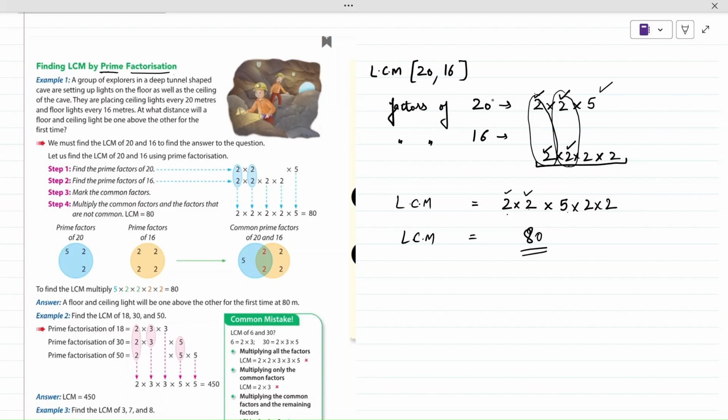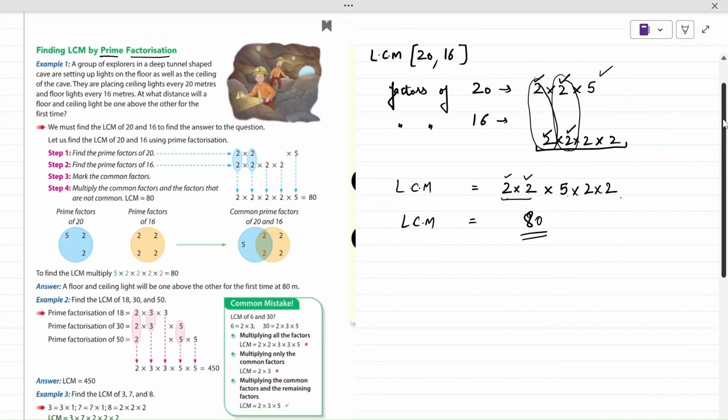So this is the finding of LCM using the prime factorization method, where first we have to find out the factors of one number, then the factors of another number. So when we have got factors of both the numbers with us, we will try to find out the common numbers now. So common numbers we have written, and then the uncommon numbers. We have to write all the uncommon numbers and then multiply them all. We will get the LCM.